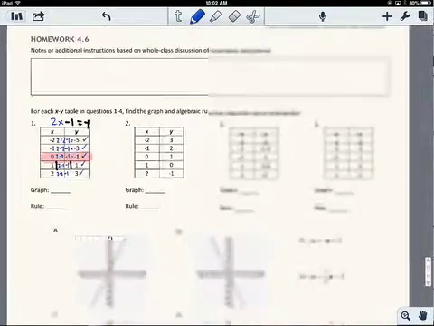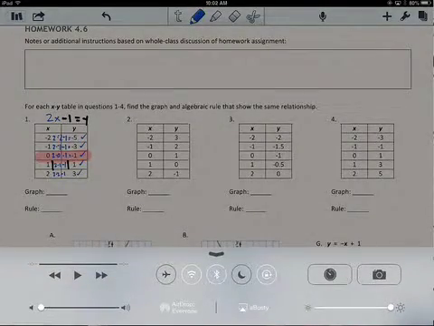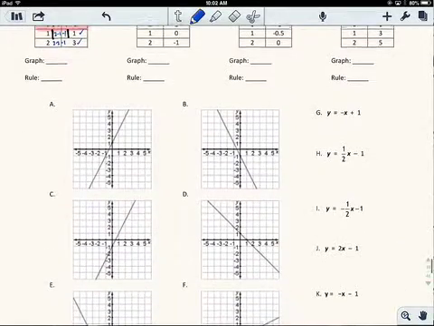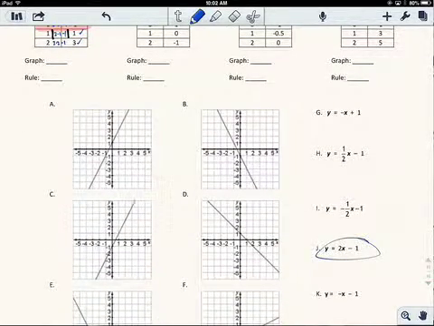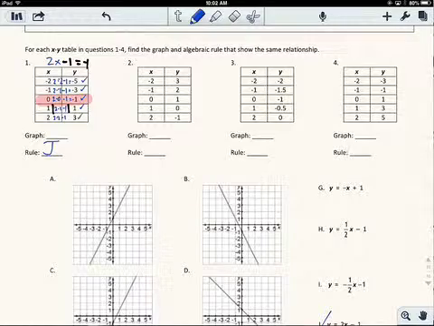So I'm going to go ahead and try to find that rule in the list of rules. 2x minus 1 is right there. So I'm going to cross off j. I'm going to put j for my rule. Okay, so then I need to try to find a graph that matches it.